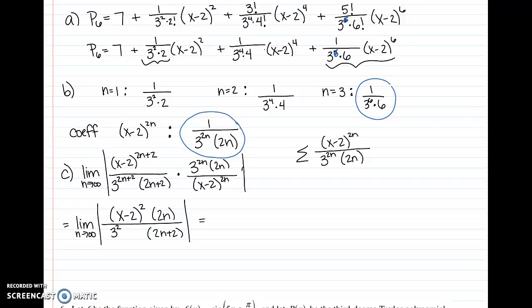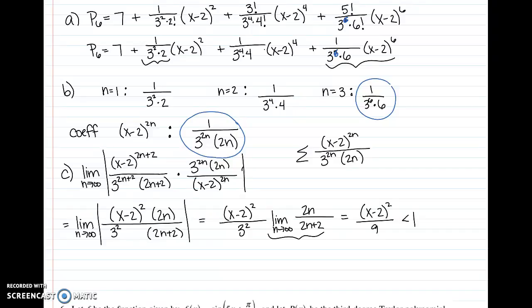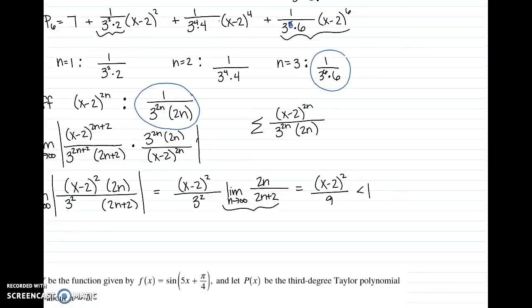So we can pull whatever does not depend on n out of the limit, and we have x minus 2 squared over 3 squared times the limit as n goes to infinity of 2n over 2n plus 2. This limit equals 1, so this whole thing equals x minus 2 squared over 9, and it has to be less than 1. That's what ratio test says, right?